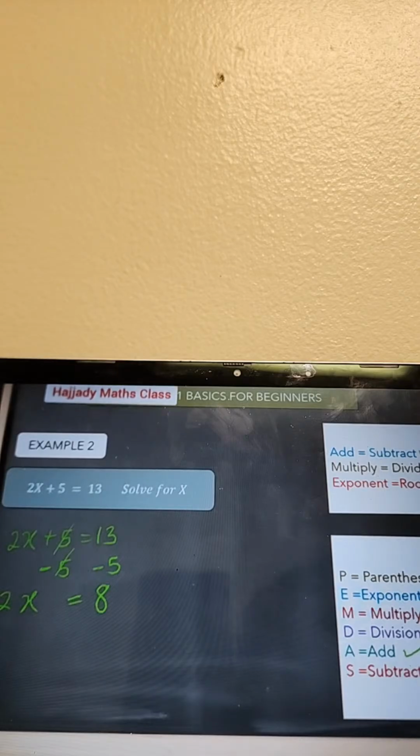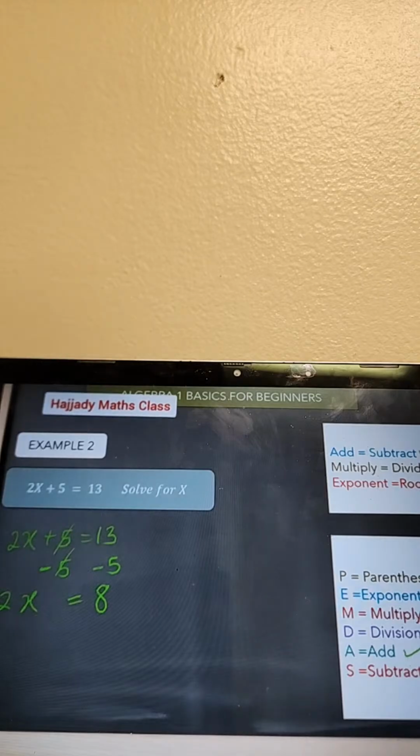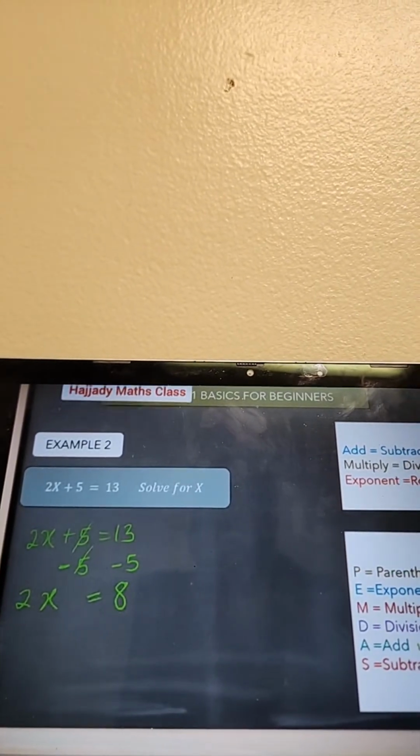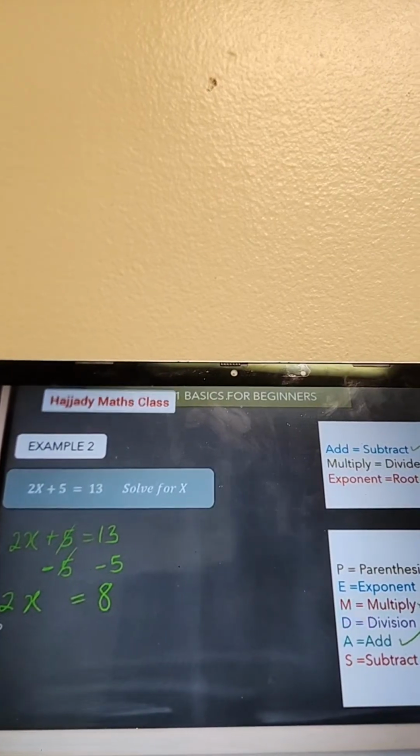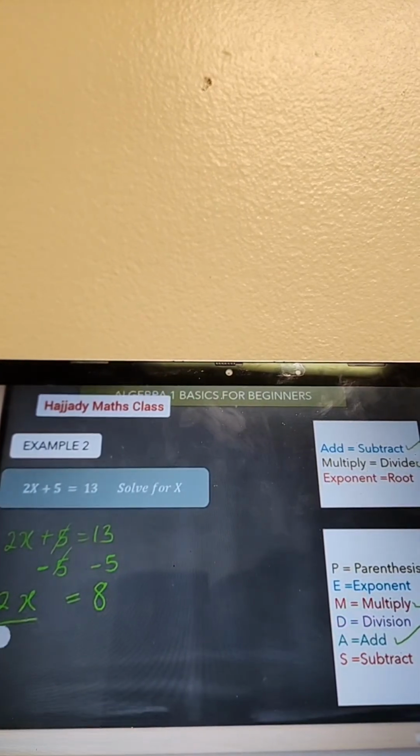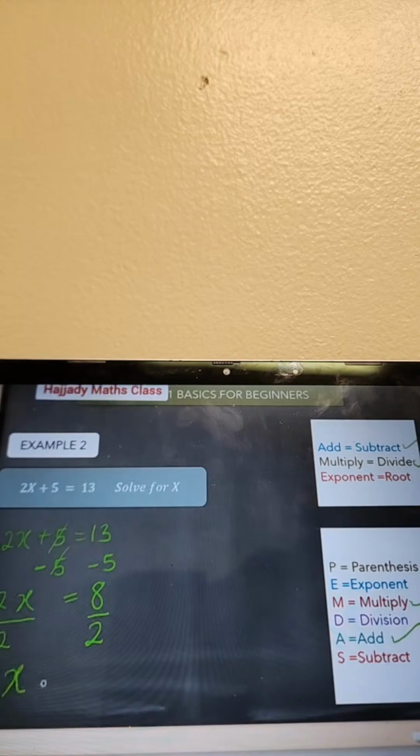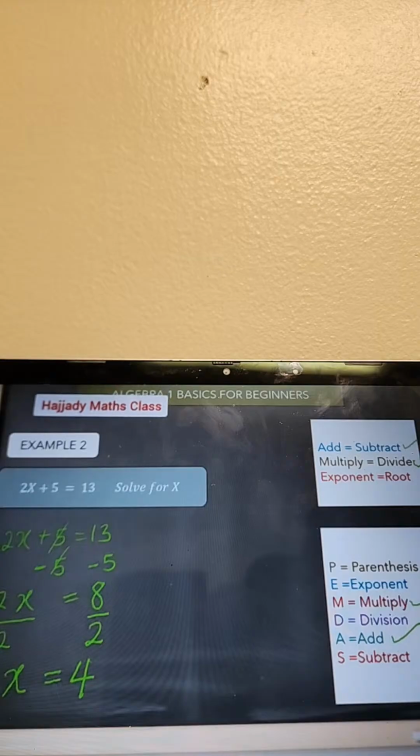The second one is, do we have division? No. Do we have multiplication? Yes, because here we have 2 multiplied by x. And if you have multiplication, what do you introduce? You introduce the division. That is, you divide both sides by the coefficient of x, which is 2. And here we have x equals 4. Our objective is that we want the variable to stand alone. So now we introduce the first operator, which is the negative 5, and the second one, dividing by 2.